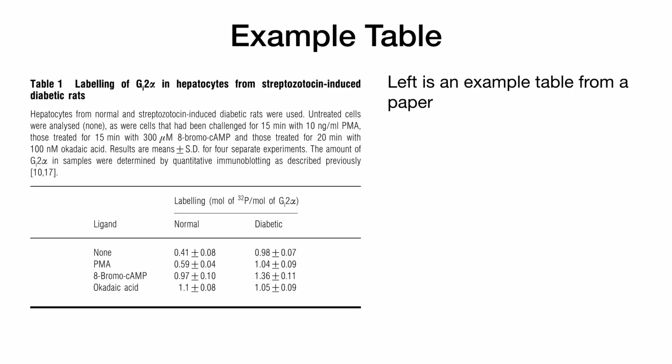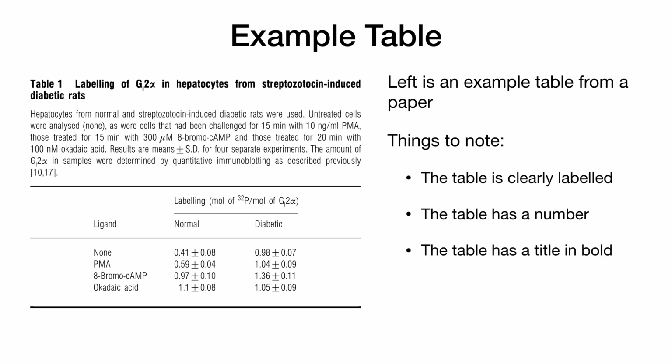Now, here on the left we can see a table from a paper. And some of the things to note is that the table is clearly labeled. We've got ligand, normal, diabetic. The table has a number and a title, so it's Table 1, and it's got a title, and that title here is in bold, and the legend contains sufficient information so I can understand the contents of that table without looking at the main body of text in the scientific paper or in the poster.